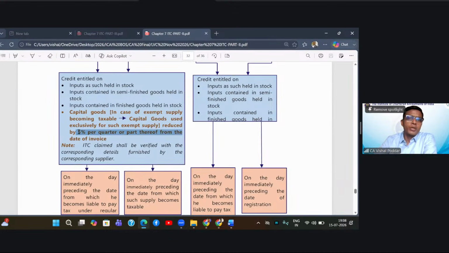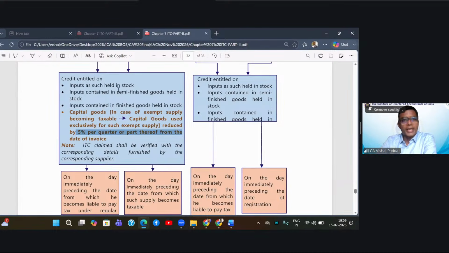How much do I have to reduce from this 1 lakh? 5% per quarter of the use. How many quarters have I used? 3 quarters. So 5% per quarter into 3 is 15%. So out of 1 lakh, 15% will be reduced because I have already used these capital goods for 3 quarters, and now I'm going to use them for the balance life. So I will be eligible to take 85,000 of the ITC on these capital goods.